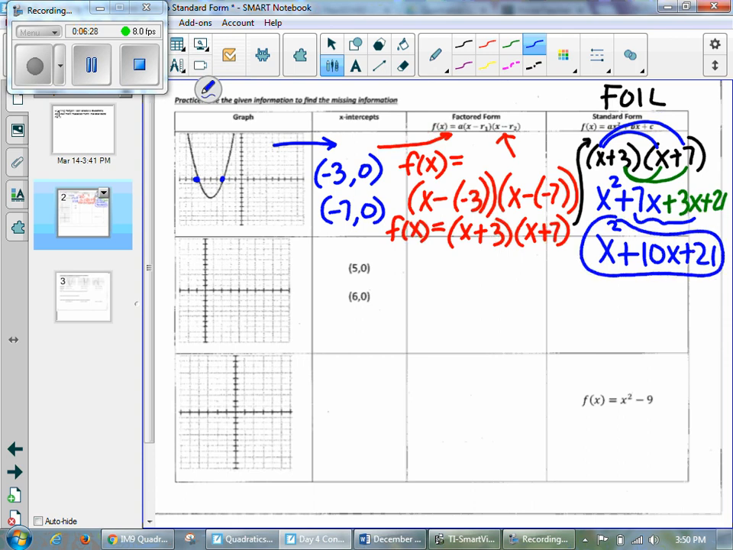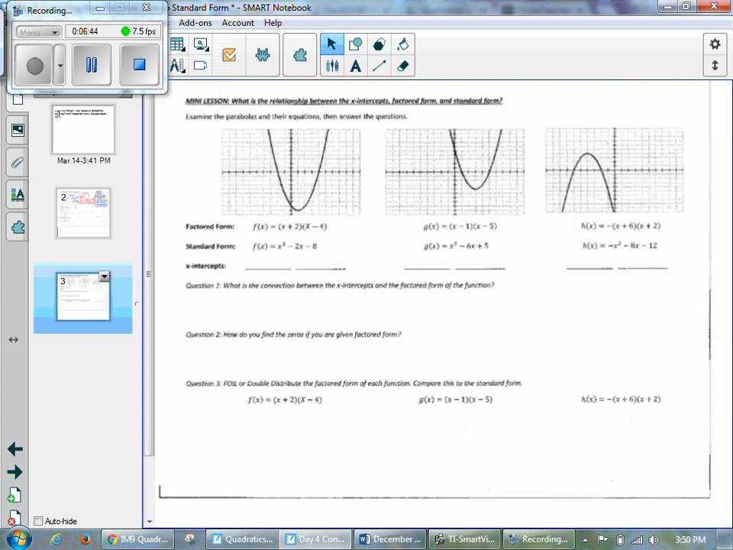You have just converted factored form to standard form by using your x-intercepts. So they're all directly related. They just tell you different things about your graph. Let's analyze those a little bit closer. So flip your paper over, and then let's work with the first example.